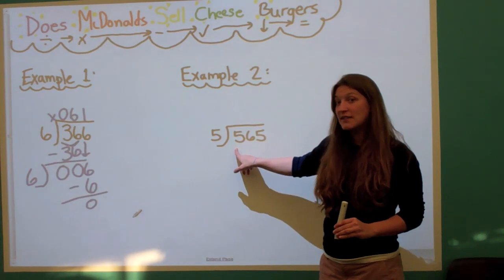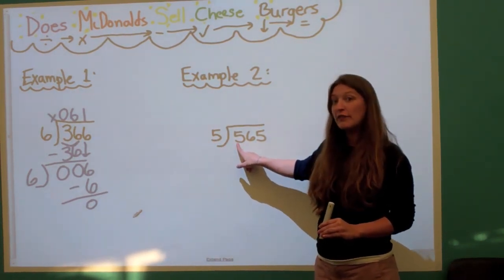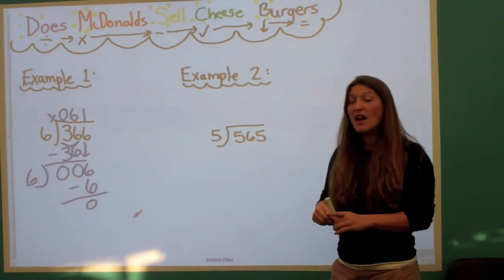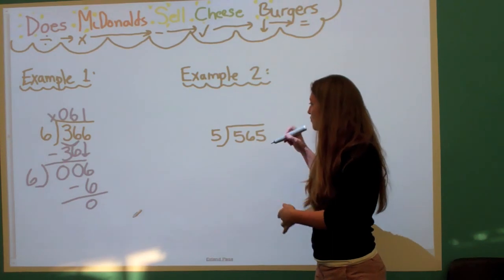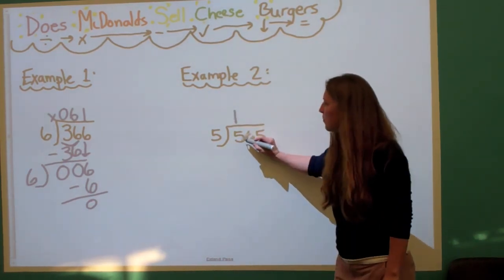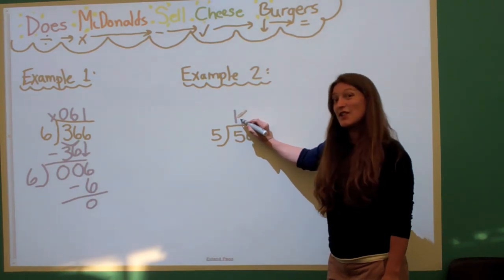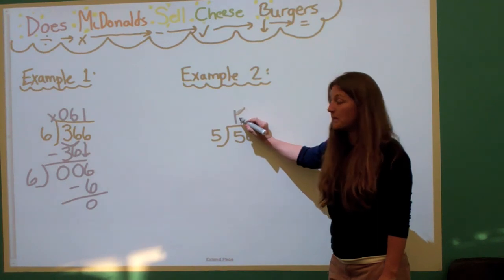So I ask myself, how many times can 5 go into 5? And the answer is once. I can put 5 into 5 one time. So I'm going to put my answer up on top of the roof above that 5, because that's going to remind me that 5 went into 5 once.